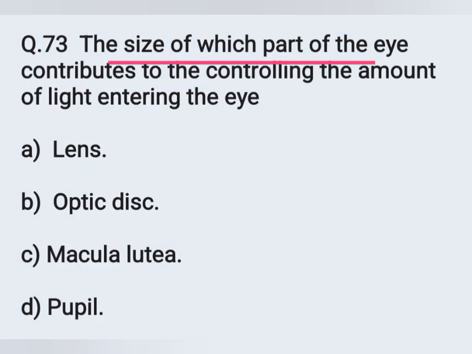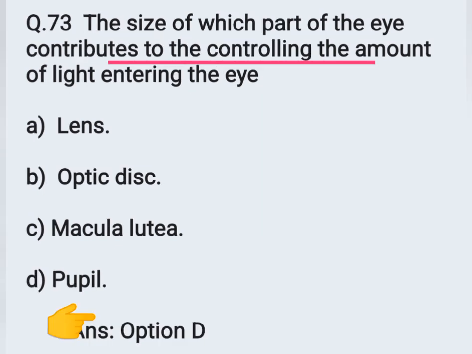Question number 73. The size of which part of the eye contributes to controlling the amount of light entering the eye? Our options. Option A, lens. Option B, optic disc. Option C, macula lutea. Option D, pupil. And the correct answer is pupil. Option D is the correct answer.